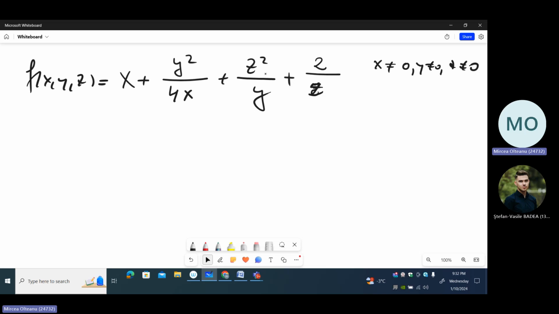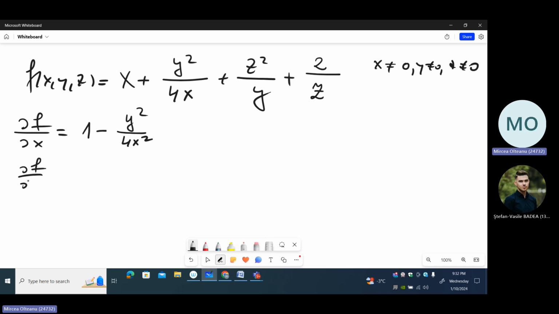Okay, let's start to compute the partial derivatives of first order. 1 minus y squared over 4x squared. Yes, this is the derivative with respect to x. Let's write it in a proper way.